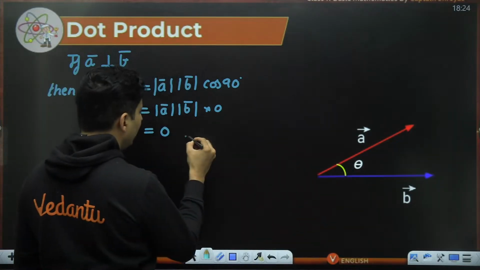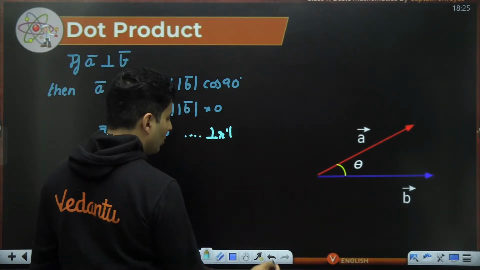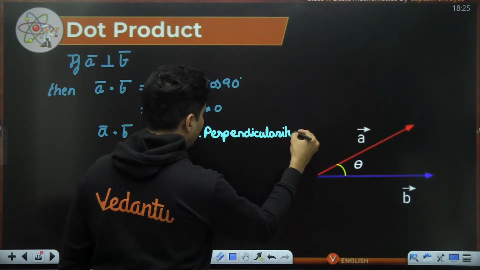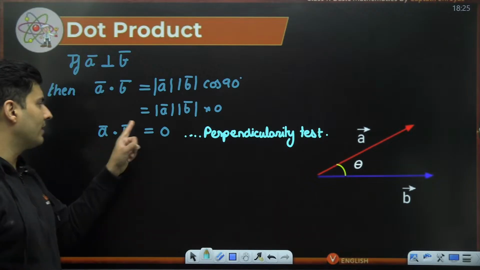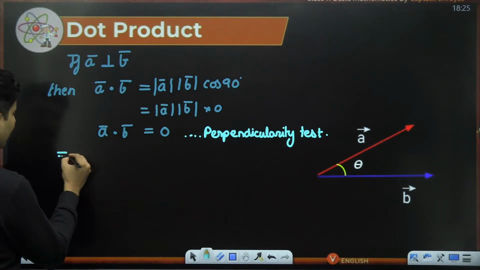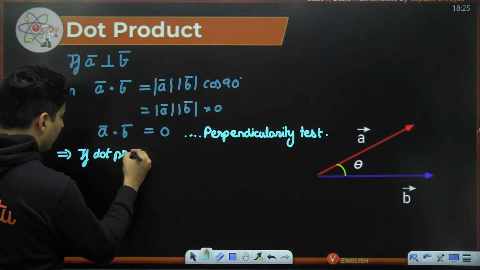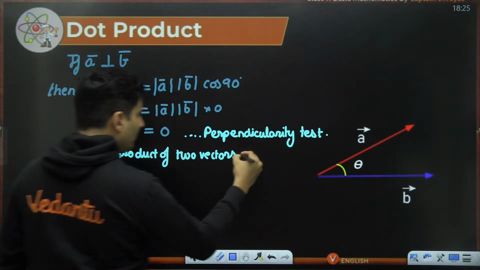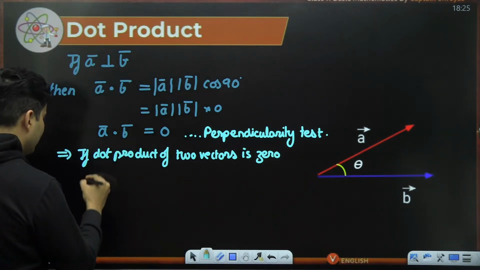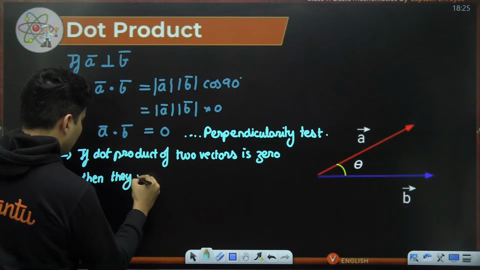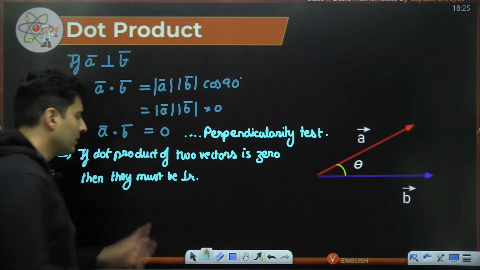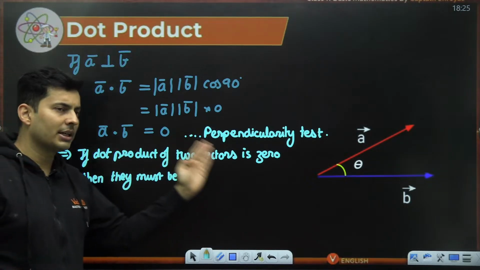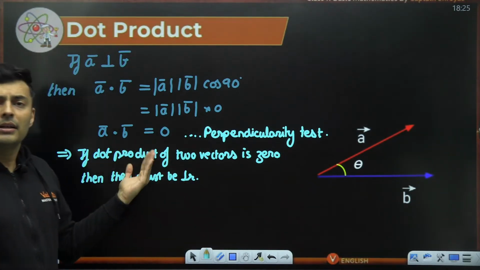This in fact is called the perpendicularity test, which means if the dot product of two vectors is 0, then the vectors must be perpendicular. This is very, very important. The converse is also true. If two vectors are perpendicular, then the dot product is 0. So the actual statement can be: if the dot product is 0, they are perpendicular, or if the vectors are perpendicular, then the dot product is 0.